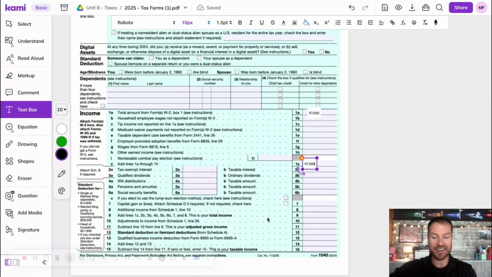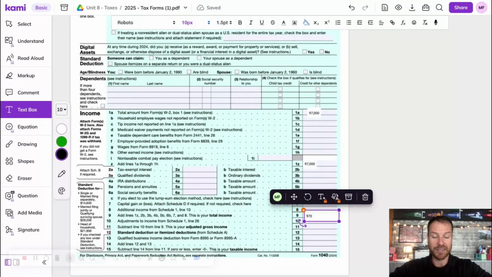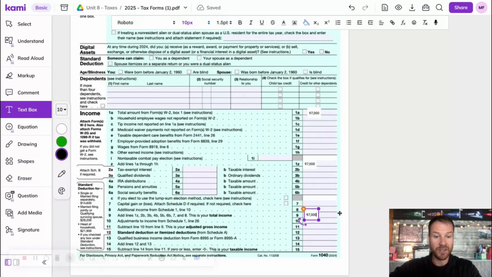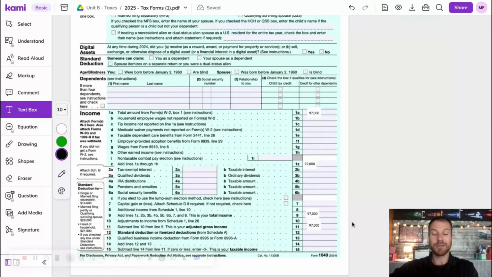Line 9 says to add everything together. This is my total income, and I am still at $97,000. I know it's boring, but we're assuming that these are for folks that have less complicated tax returns. Then we come down further to find that if we subtract line 10 from line 9, that would be our adjusted gross income. Yet again, another boring snooze fest of $97,000. When you have a more complicated tax situation, this stuff gets a little more spicy.